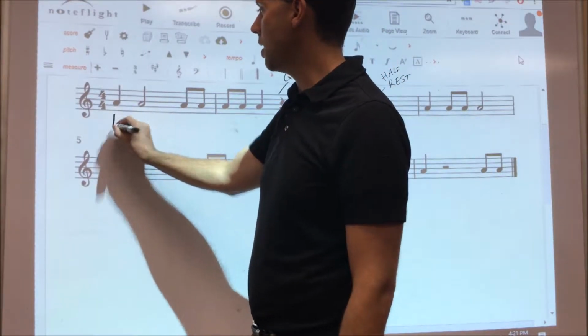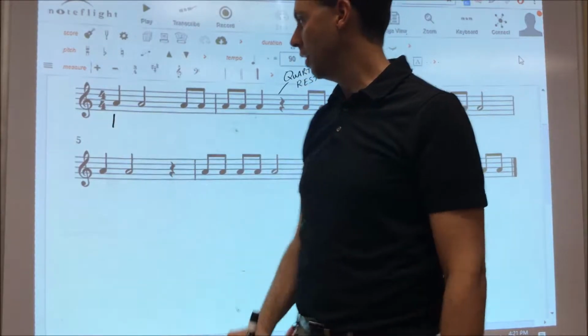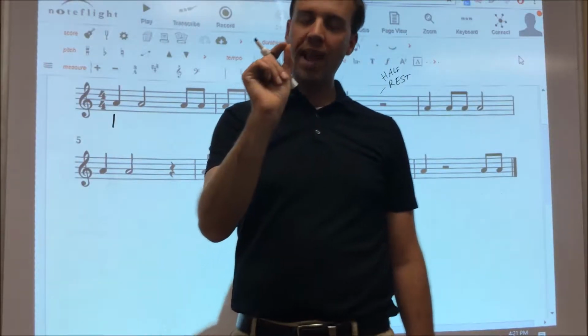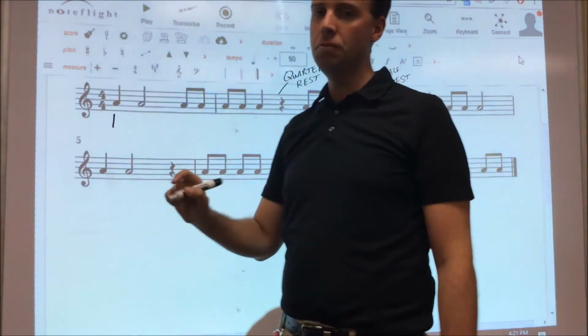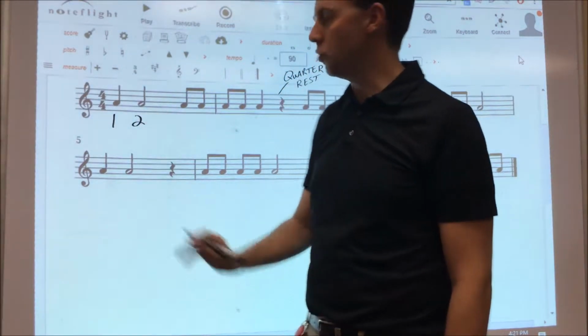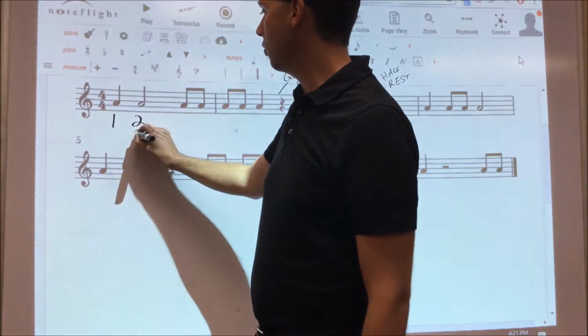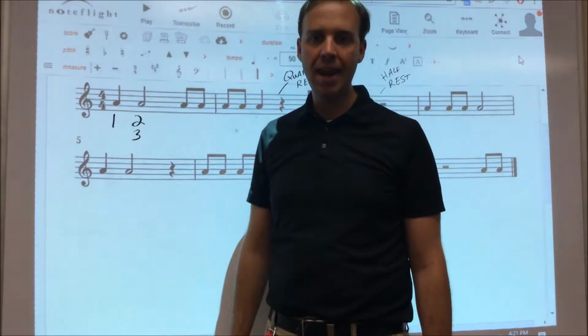This quarter note is going to eat up all of count 1. This is what we're looking for. This half note eats up the count that it lands on and the following count. This one lands on count 2. And it's also going to play through count 3 of this measure. The way I like to write those is the next note goes underneath. 2, 3, both taken up by that half note.